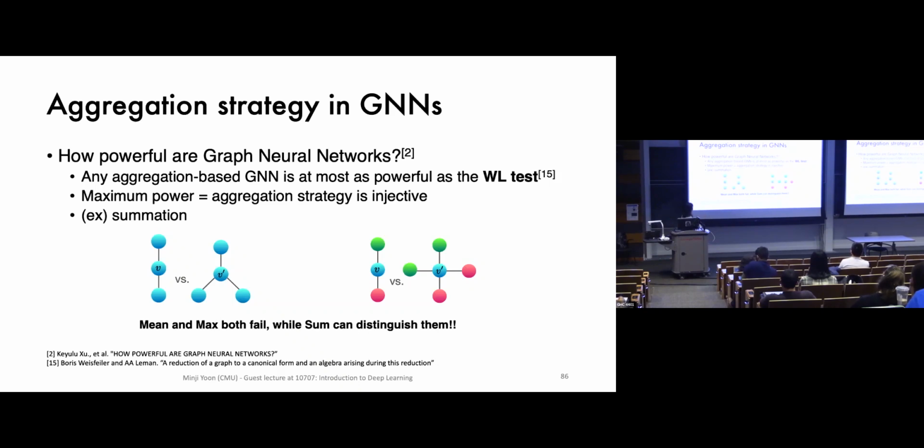Look at this toy example. If we learn mean on these two graphs, this will output one blue, and this will output one blue. But if I learn summation here, it will output two blue, and three blue. Similarly here, if you learn mean or max, they will output the same, one green, one red, also one green, one red. But when we learn sum aggregation over these two graphs, this will output one green, one red, and two green, two red. So that's how summation is more expressive than mean or max, okay?